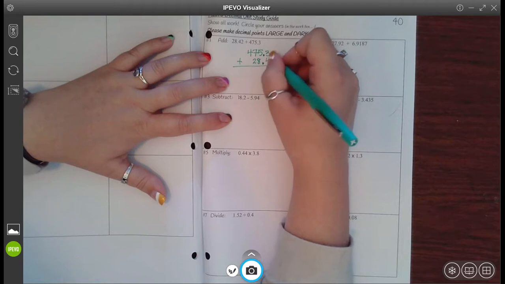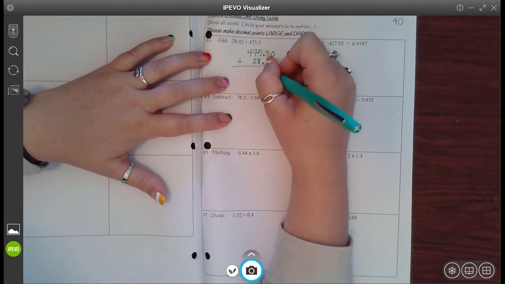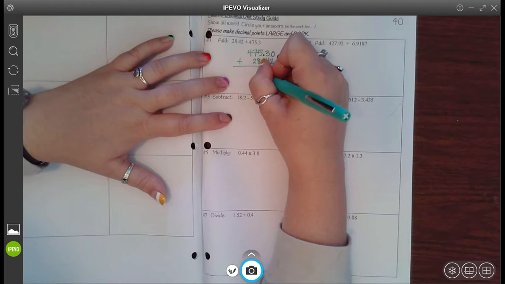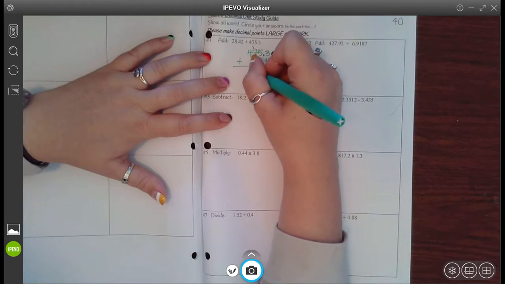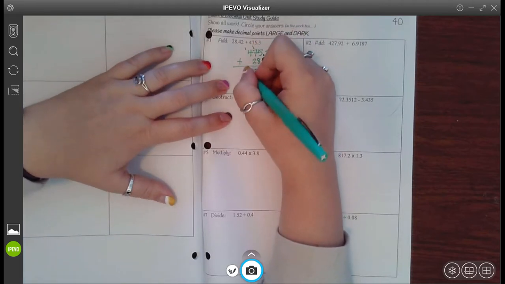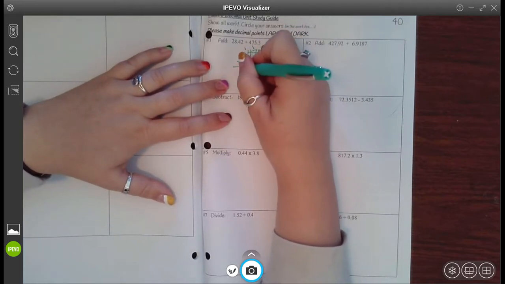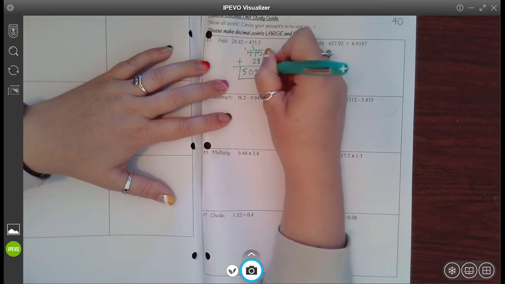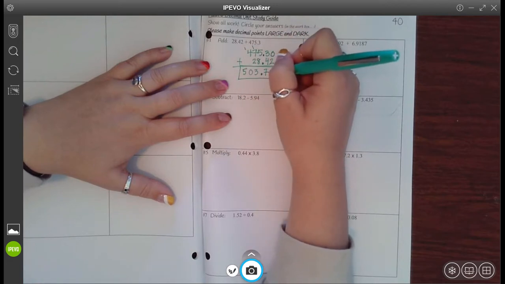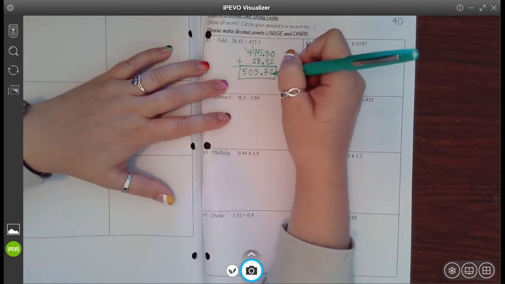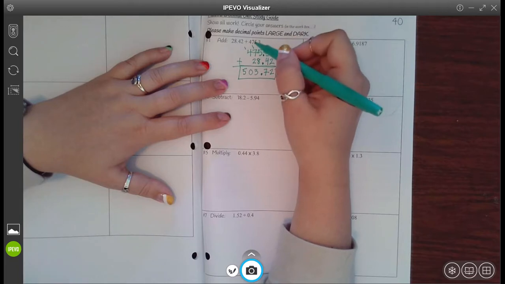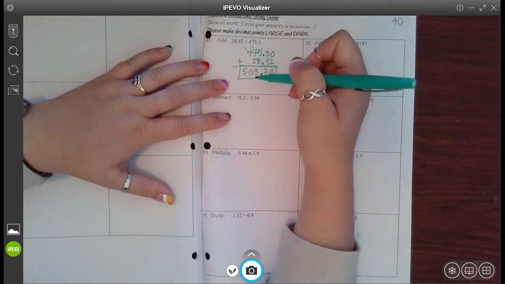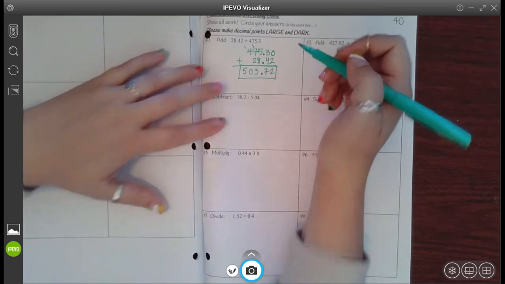Let's go ahead and add down. 0 and 2 make 2. 3 and 4 make 7. Don't forget to bring down your decimal. 5 and 8 make 13. And then 8 plus 2 is 10. And 1 plus 4 is 5. So your final answer is 503.72 or 503 and 72 hundredths. Again, it's always wise to sometimes double check your work that it makes sense. So 475 plus 30-ish should be around 500-ish. So that answer makes sense.